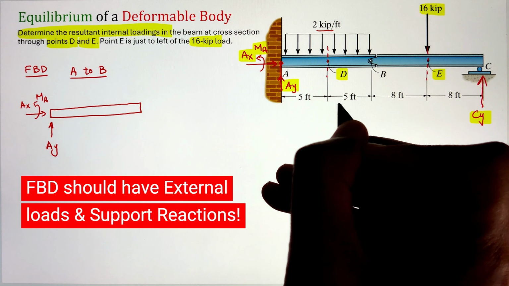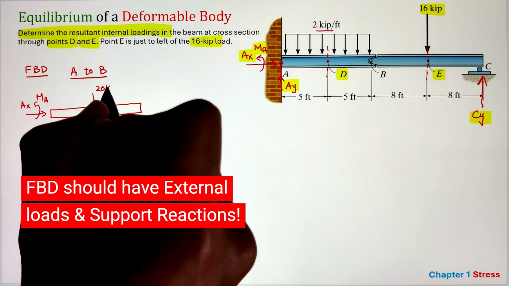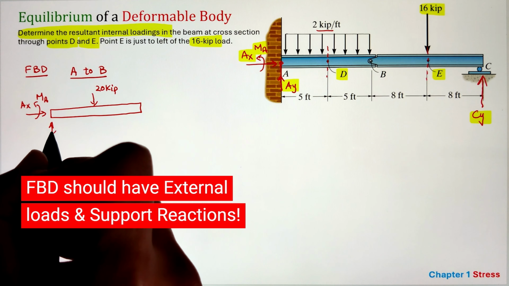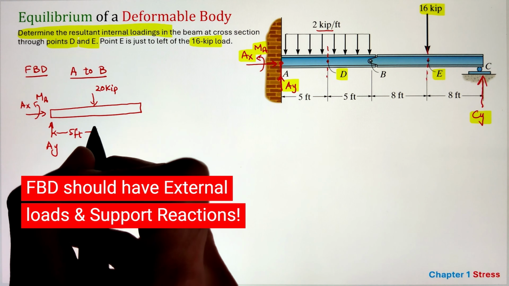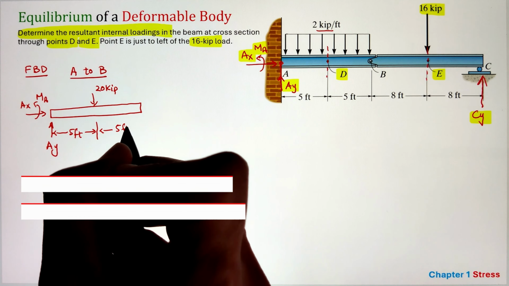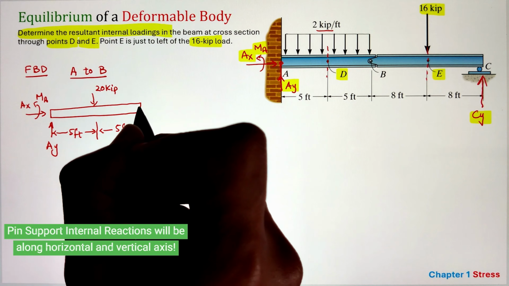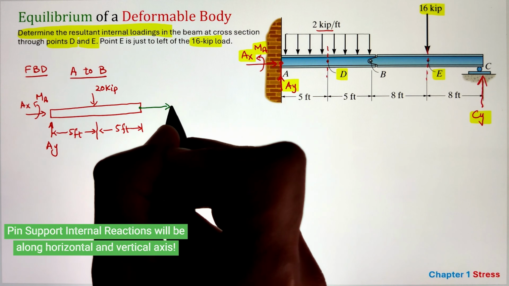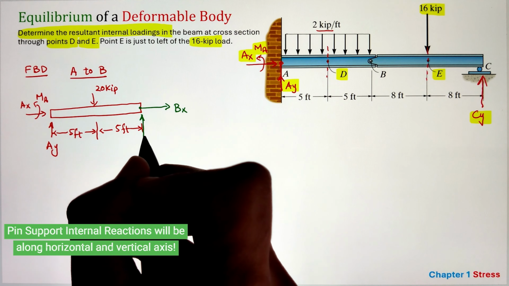Now, in this case, I have at point A all three support reactions. Then the distributed loading can be converted into a point load by multiplying our 2 kilopounds per foot times 10 feet, and that gives us the value of 20 kip that will be acting in the center of that distributed loading, where the centroid of that rectangular section acts.